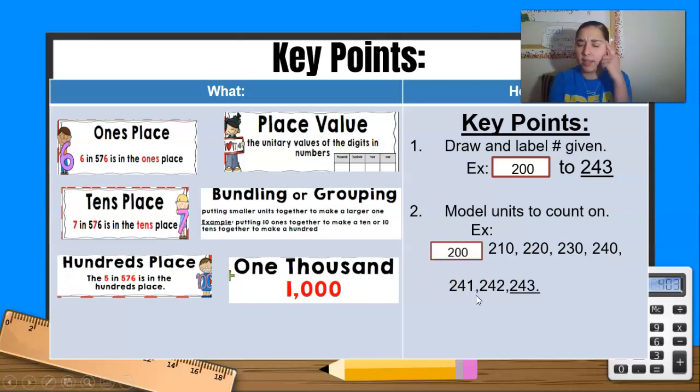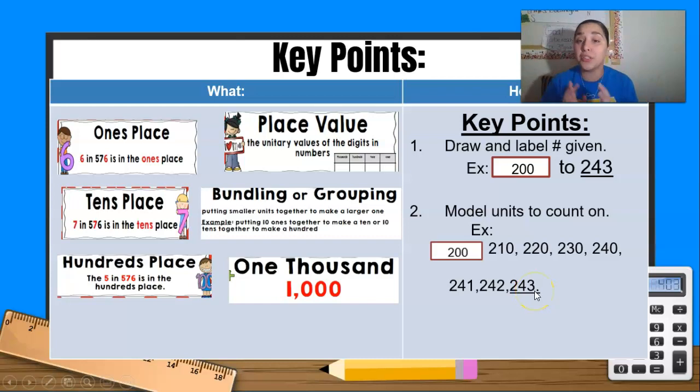Now, I think, do I count by ones or by tens? Then I will go to the number 242. And then I think again, do I count by ones or by tens? And I count by ones. And look, I stop at the number 243.